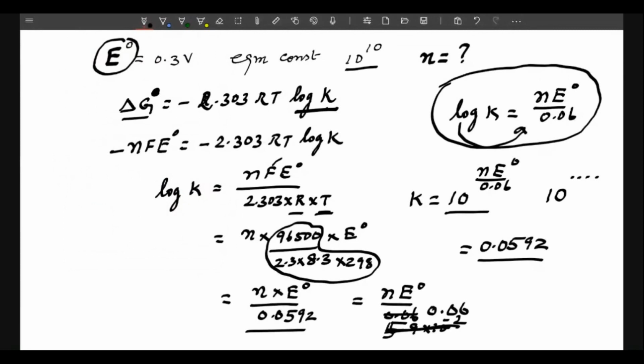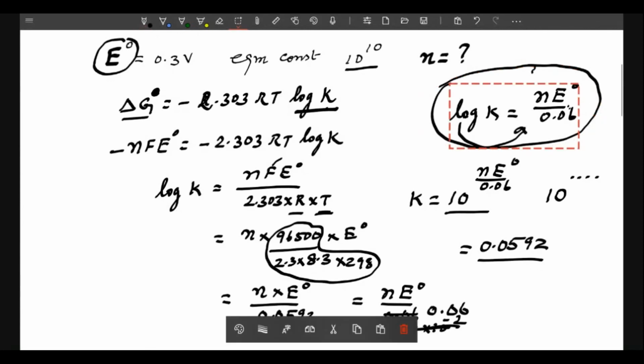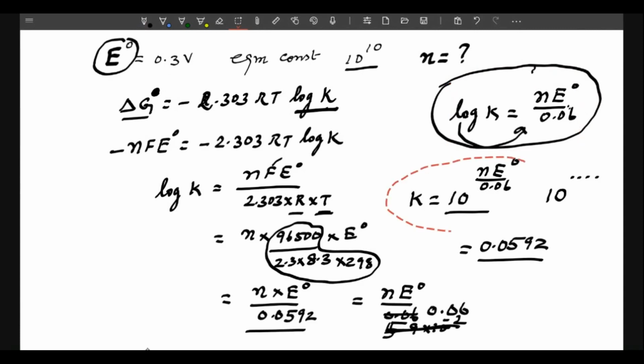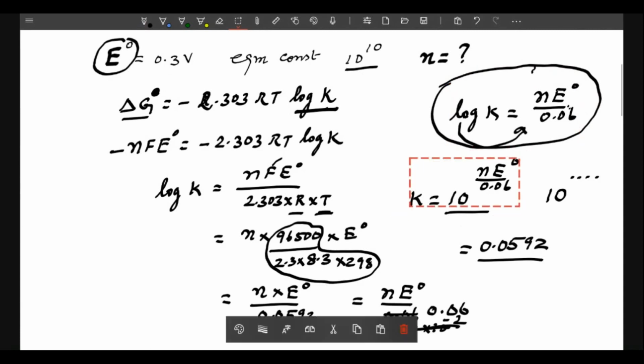Therefore, now I have derived an equation for a simplification method. If log K is given, use this equation as such. Log K is equal to this much. Do you follow this? Use this equation if log K is asked. On the other hand, if K is given as a power of 10, you can make use of this equation. Okay, keep it in mind. Now we are going to work out our problems. We will do our problems.